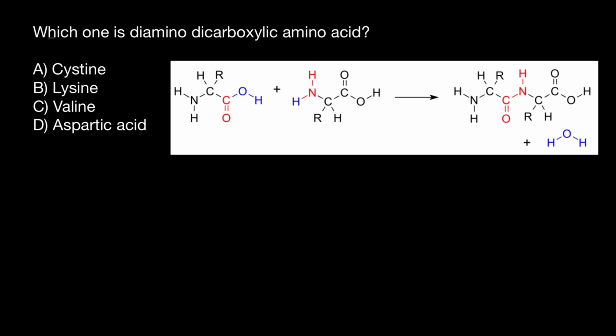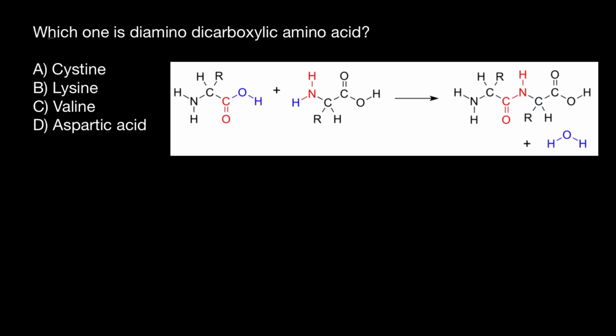Take a look at this picture. Here is one amino acid, here's another amino acid, and each amino acid has an amino group on one end and a carboxylic acid group on the other end. When these two amino acids make a peptide bond, they are going to lose two hydrogens and one oxygen. So this hydrogen and this oxygen would join, and here we see a peptide bond.